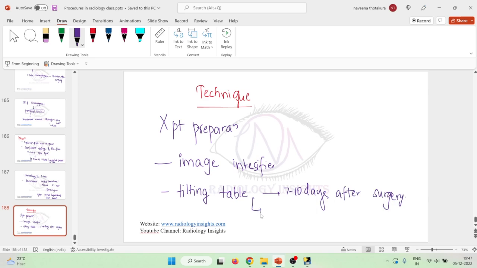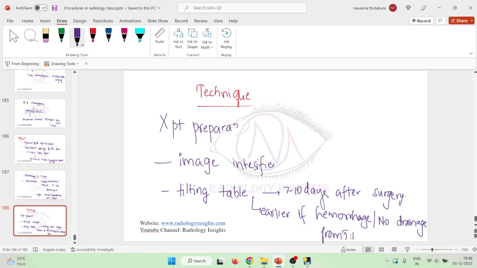It can also be done earlier if the patient suffers from either hemorrhage from the T-tube or if there is no drainage from the T-tube. If there is either hemorrhage or no drainage from the T-tube, in both these cases it can be done earlier, or else we will have to do it 7 to 10 days after the surgery.